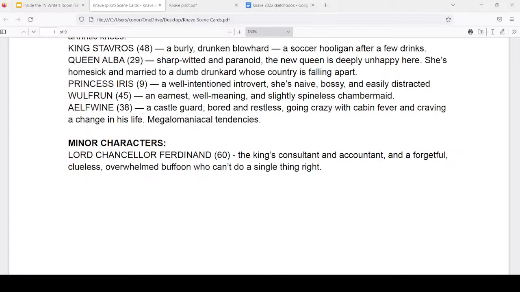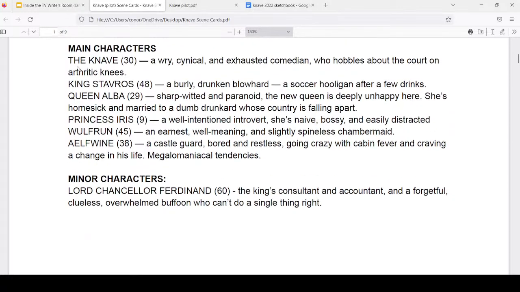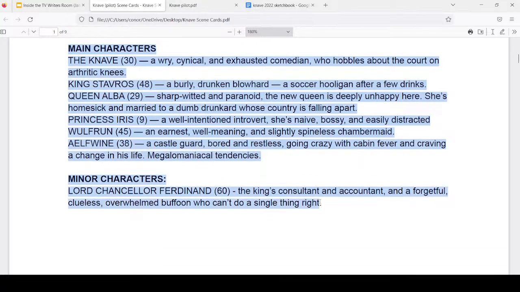So I've listed them out here too, because they're going to really matter in the pilot. We have Wolfram and Elfwine. And then we have very minor characters that we might list out too. We don't need very many for a half-hour show. You can see this is my entire list of characters for a half-hour show.